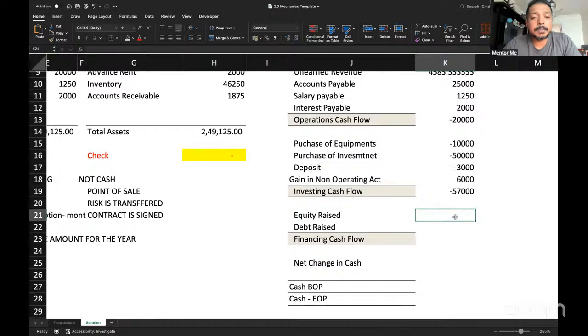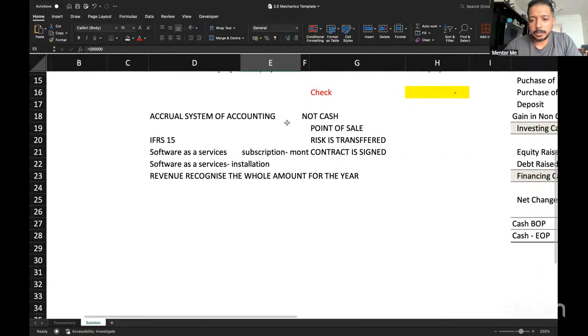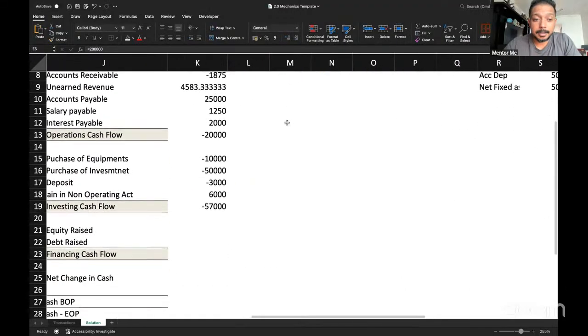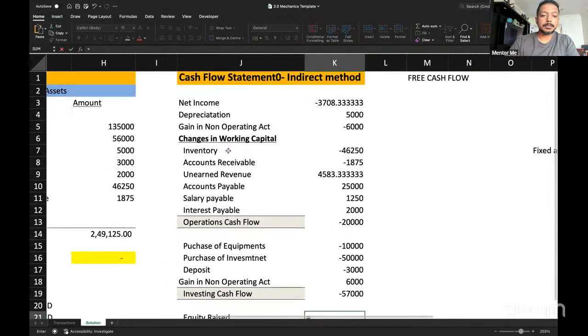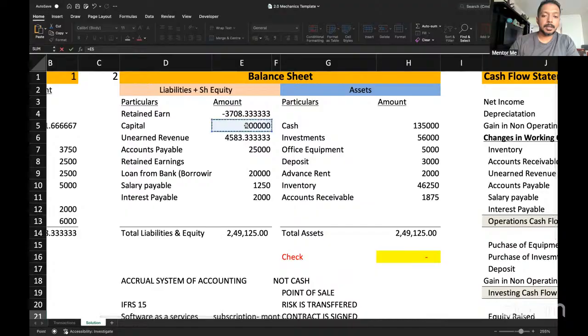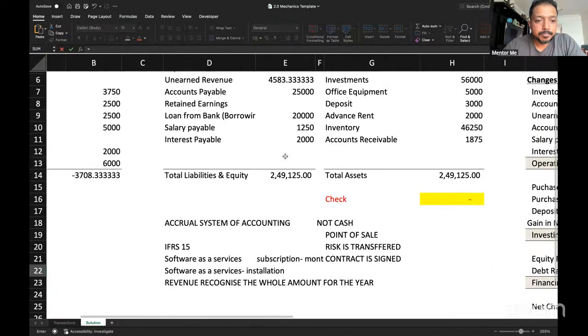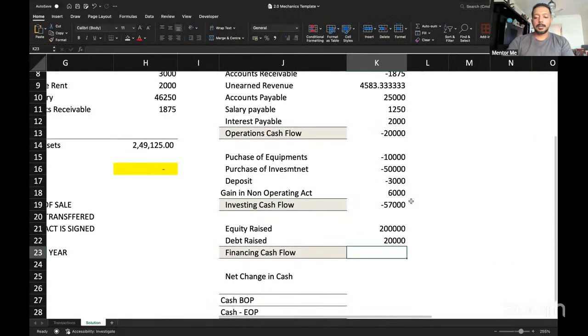Initially, when we started the business, what was the contributed capital? 200,000. But remember, equity is on which side? Liability side. Right? So it is this year, so 200,000 minus 0. Positive cash flow. Right? Liability, debt. How much did we raise? 20,000 minus 0. This year minus last year. Add this up.